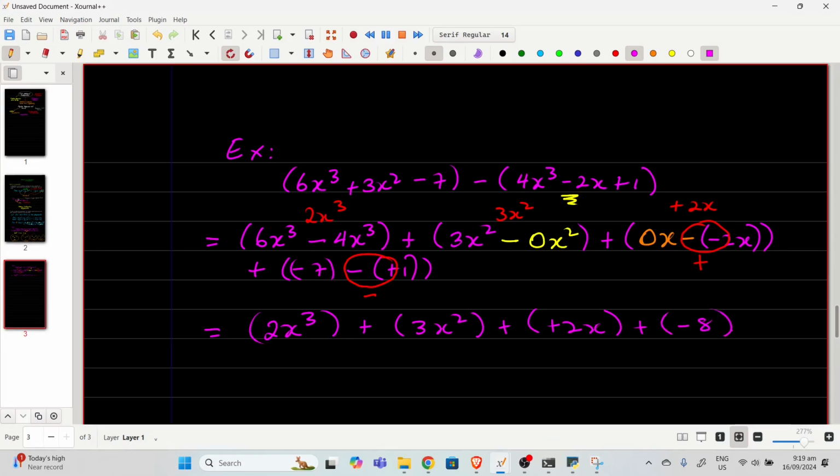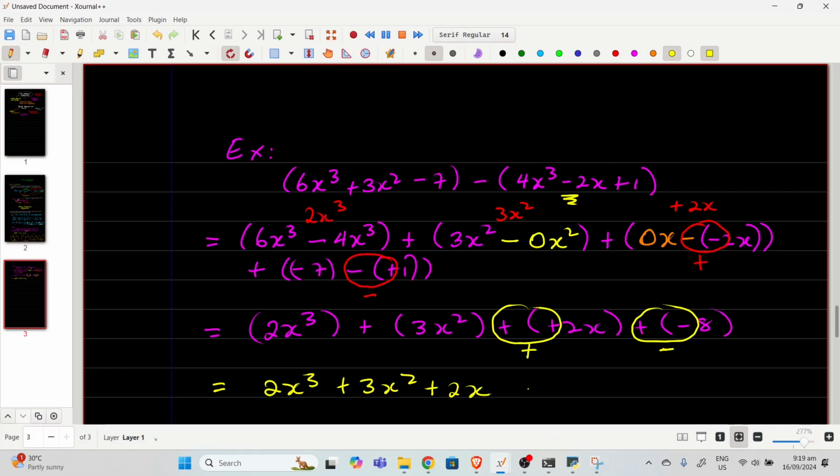negative 8, right? Now, the reason I put them in brackets is because sometimes you would have a situation like this where you need to resolve some signs. And when you resolve this sign, you get a negative sign here, so you could just simply expand it out and you'll get 2x cubed plus 3x squared plus 2x, because if you combine these two here, you would get a positive sign, and then you have your negative 8 at the end. So this is the difference of these two polynomials.